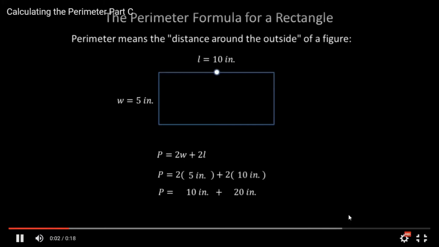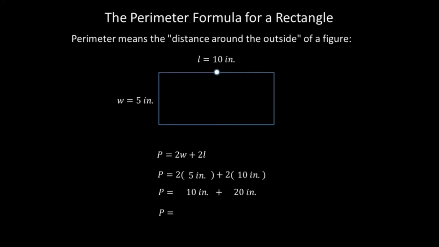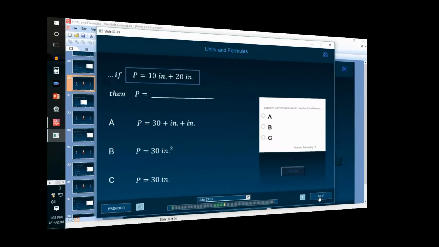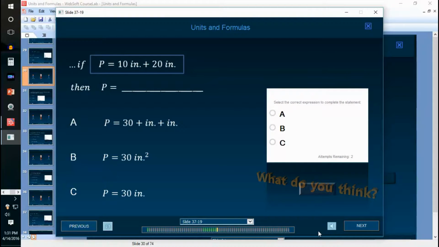Again, we can go further. 10 inches plus 20 inches add together to be 30 inches. The perimeter, the distance around the outside of our rectangle, is 30 inches. If the perimeter equals 10 inches plus 20 inches, then the perimeter equals which of the following?